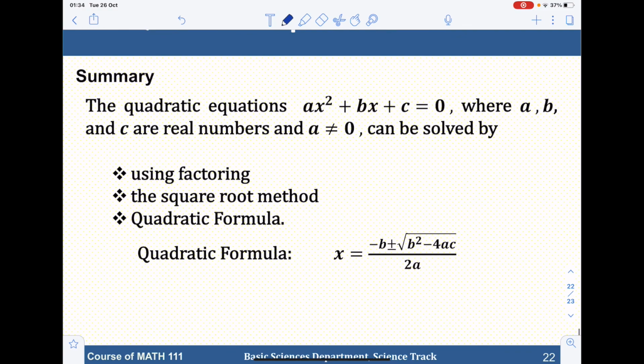Okay. So in conclusion, this is the standard form of the quadratic equation. We write it as ax squared plus bx plus c equals 0. To solve these quadratic equations, we use factoring, we use the square root method, and also we use the quadratic formula. This is the quadratic formula, and we also learned that the value under the root is the discriminant. From the discriminant, we can recognize the nature of the solution, whether it is 2 real solutions, 2 complex solutions, or 1 real solution.